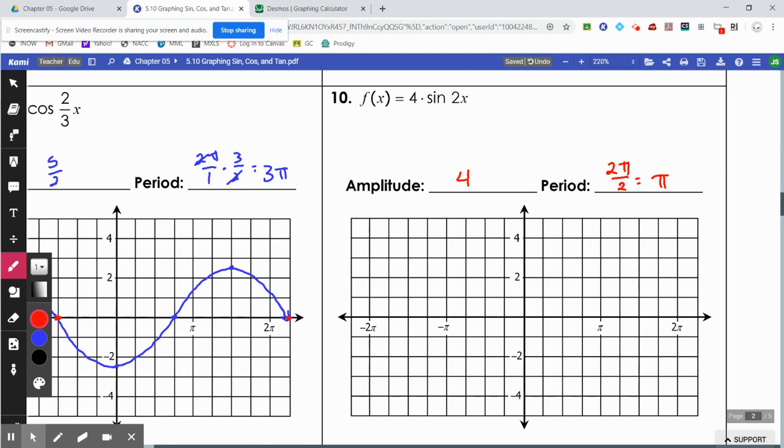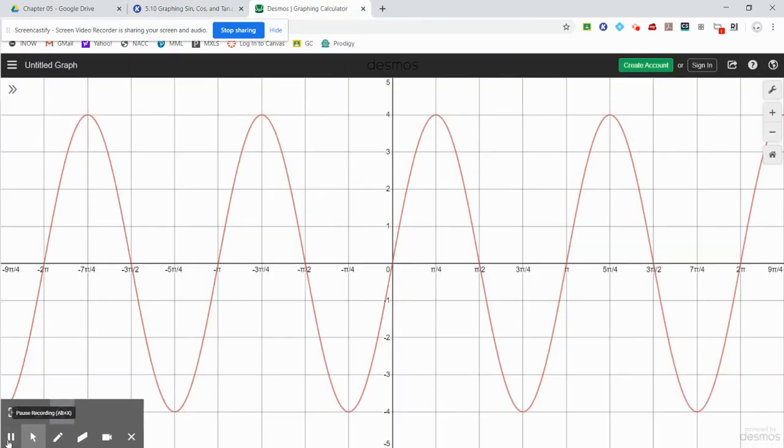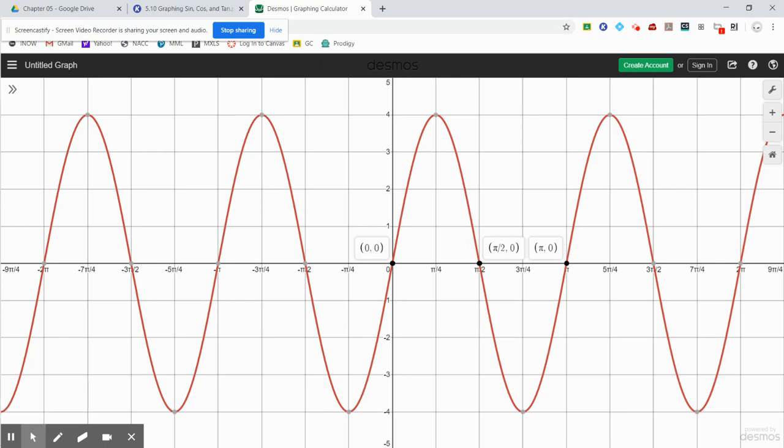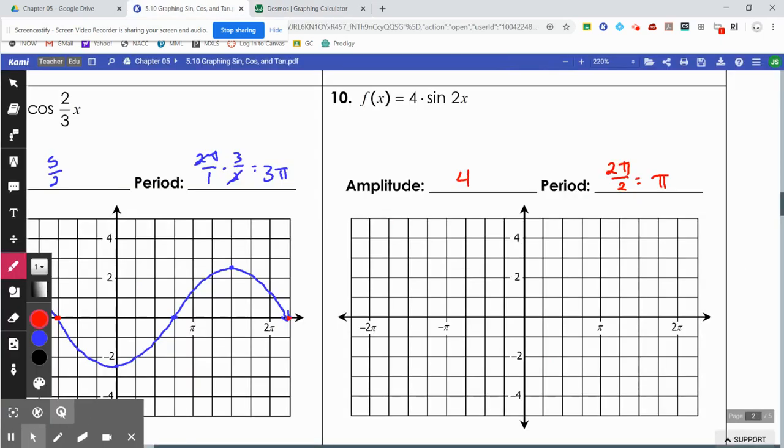Let's use Desmos to graph this thing. And here is a picture of that graph. And notice our x-intercepts are here at 0, pi over 2, pi, and so on and so forth. So let's go ahead and plot those points on our graph. So again, 0, pi over 2, pi, and those x-intercepts on our graph are occurring every 2 tick marks. So there's all my x-intercepts.